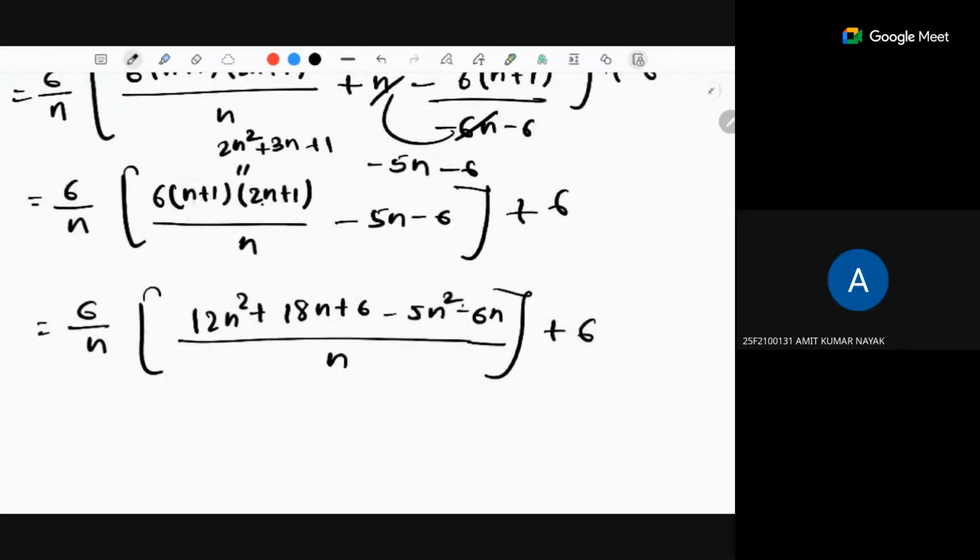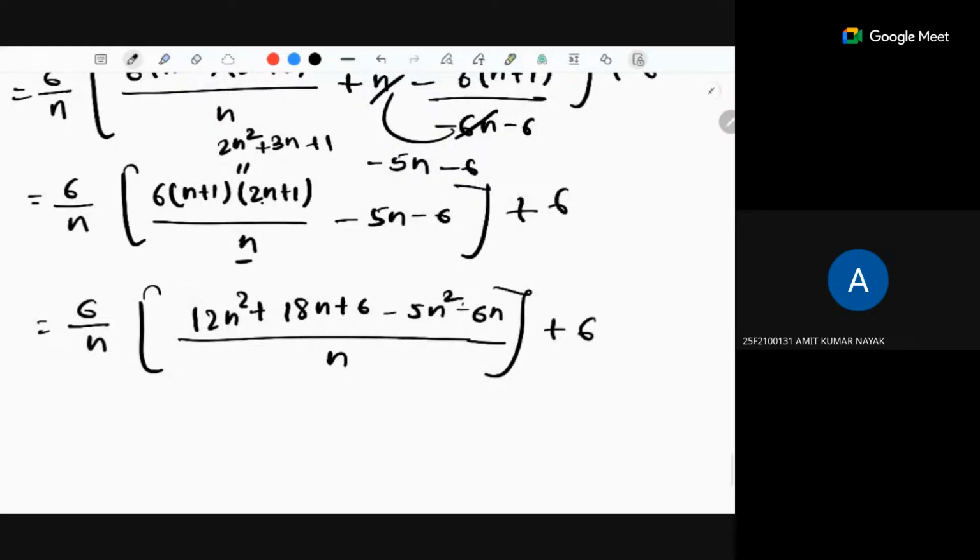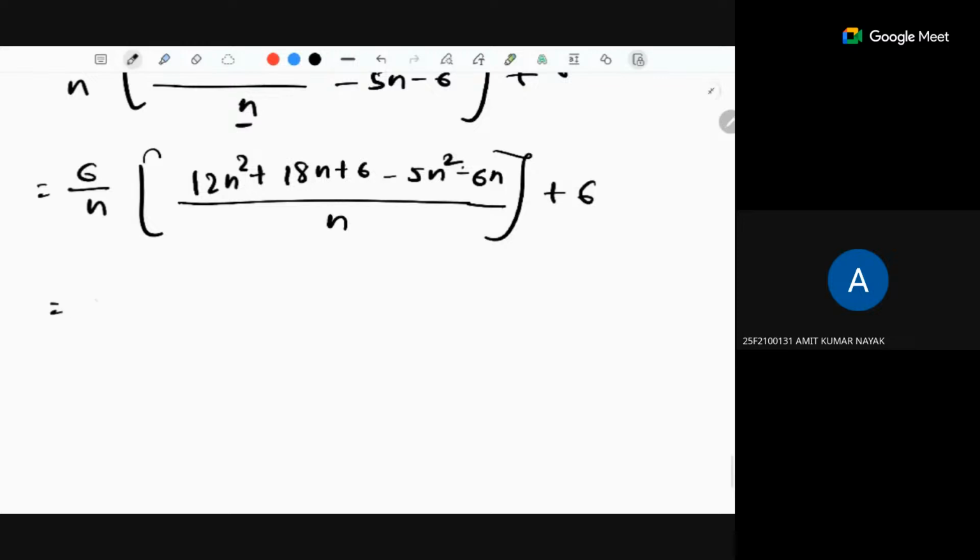This is 2n square. This is n plus 2n, that is 3n, and then plus 1. So 2n square plus 3n plus 1. If I multiply 6 there, I'll get 12n square plus 18n plus 6. And then LCM is n. So that will be minus 5n square and minus 6n. So this is 6 by n.